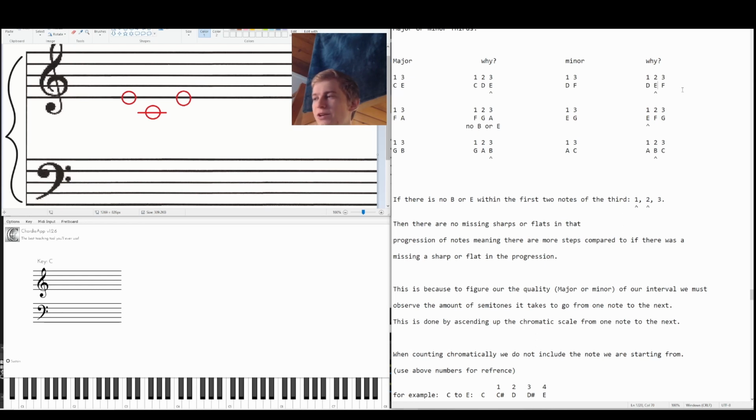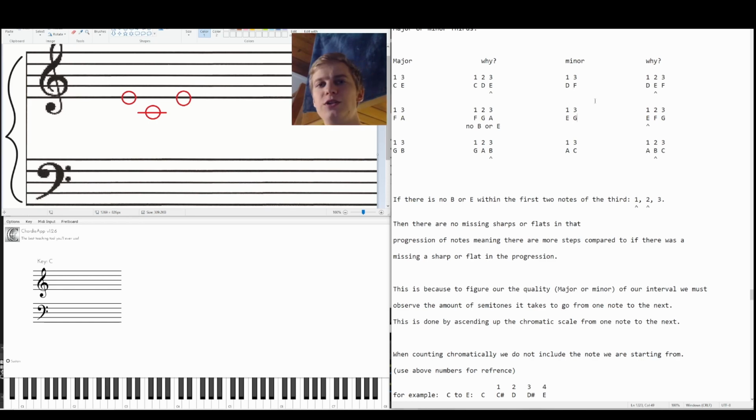So let's count what's going on here. Remember, B and E do not have any sharps. Remember, counting chromatically, we start the first note on 0. So 0 is D, and then it's D sharp, E, and then we land on F with only our 3 semitones. Because we only have those 3 semitones, that means this is a minor third. But the easier, quicker way to know that is just the fact that there is an E in the middle, which means that it's going to cause one less sharp in the progression from D to F.